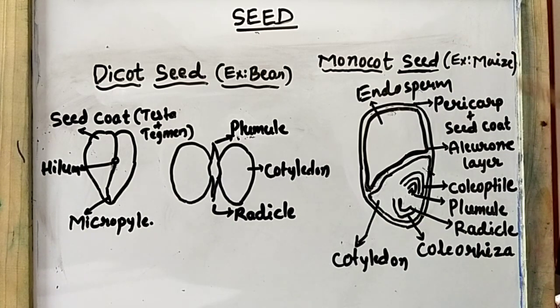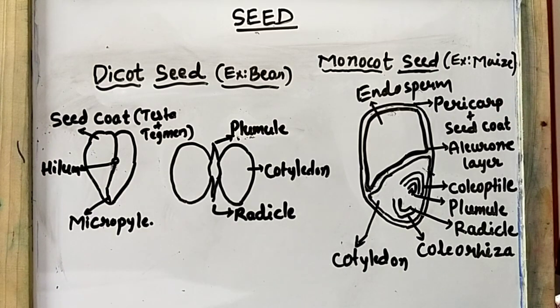So we will study them one by one. The very first one is the pericarp and seed coat. I am showing them here together, the pericarp and seed coat. So here in this maize, usually the fruit is single seeded. In the maize, the fruit is single seeded. So that's why it is known as what?